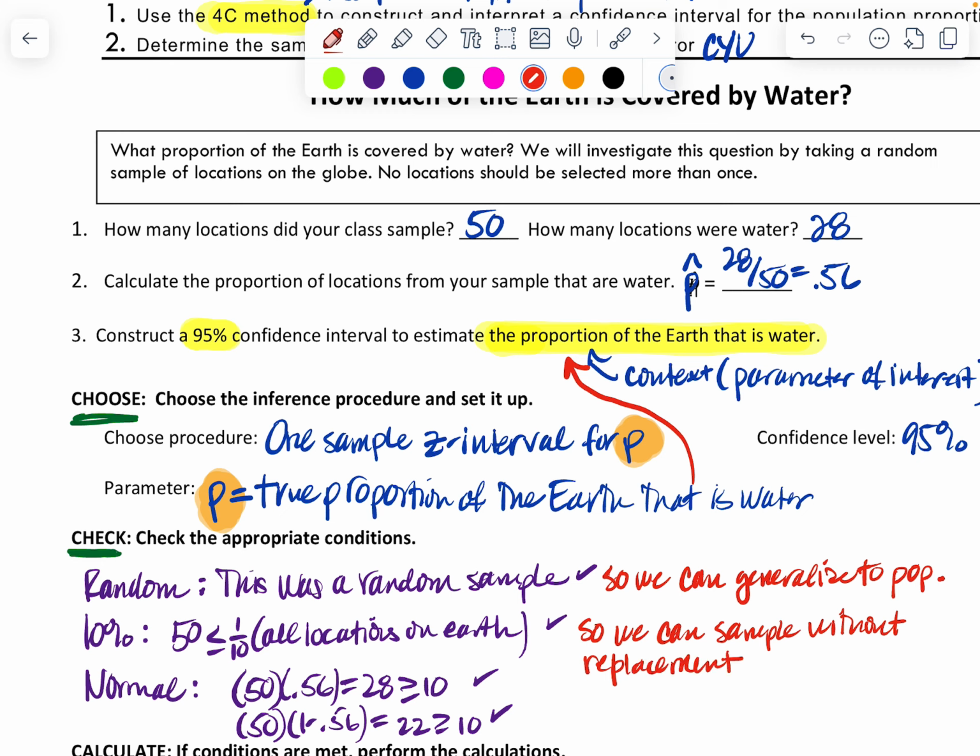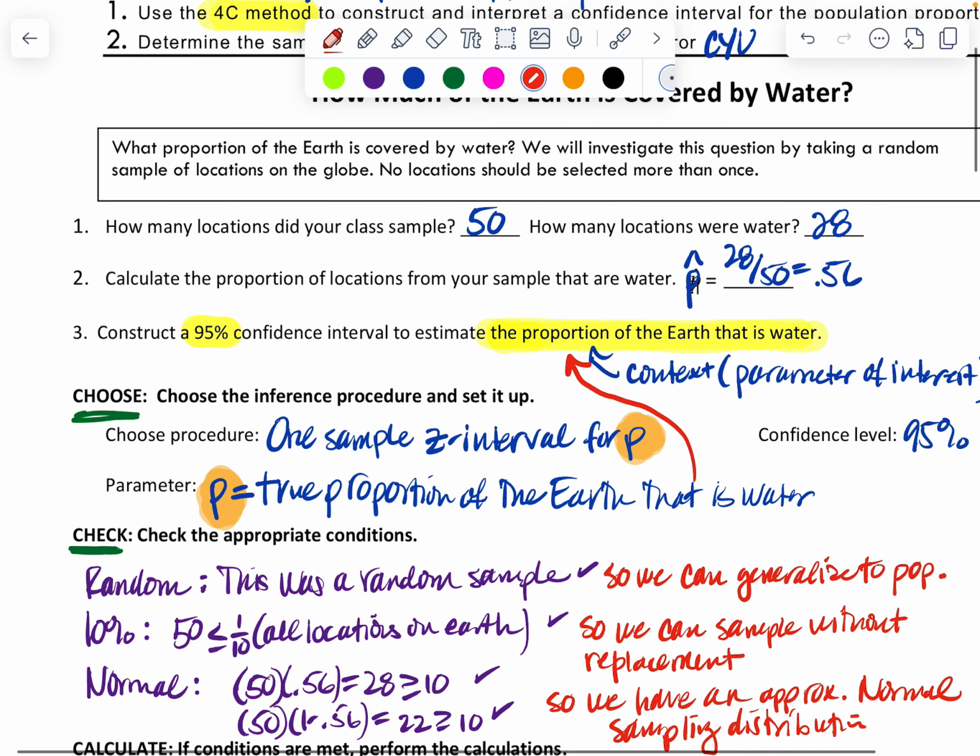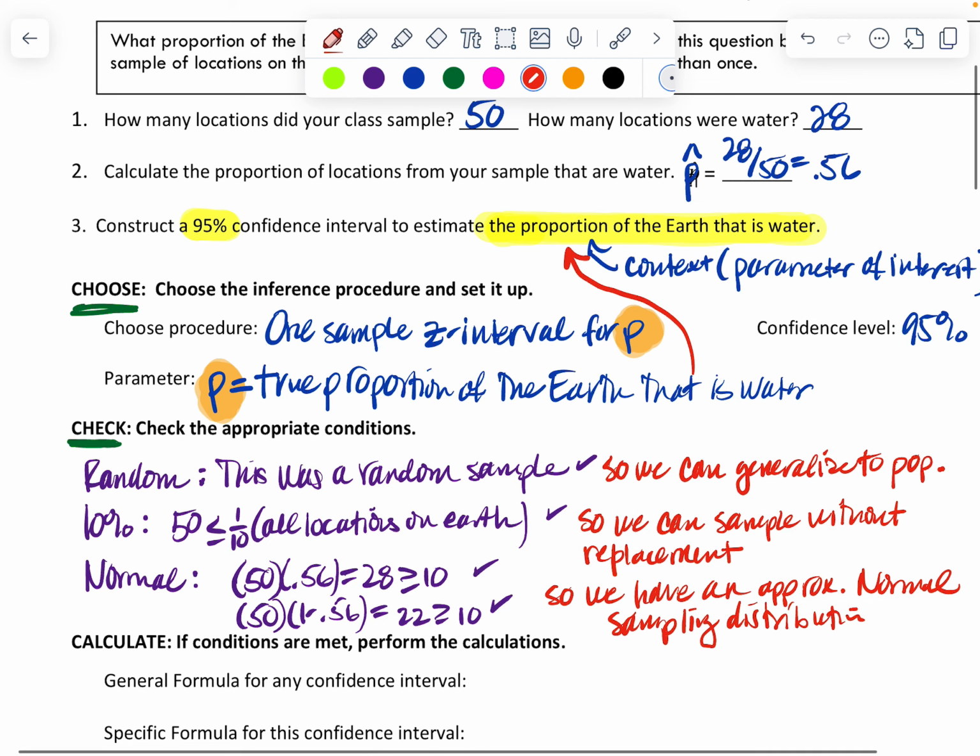And the large counts or the normal distribution is so we have an approximately normal sampling distribution. Okay, that's the reason all those conditions are important. All right, so that's the second C, check. The third C is the calculate.